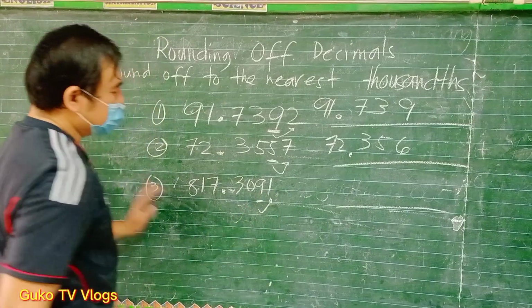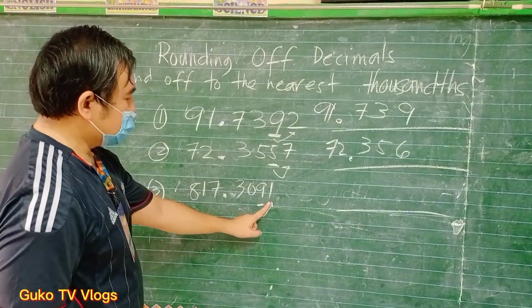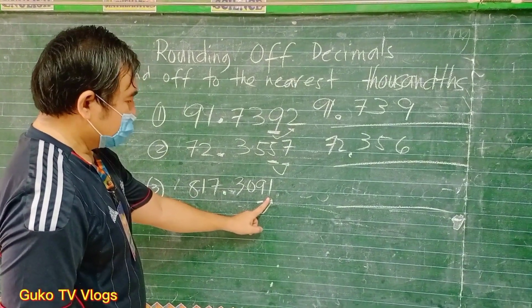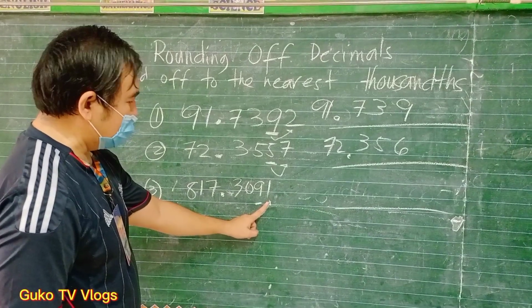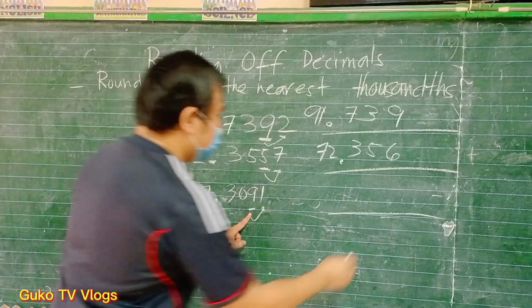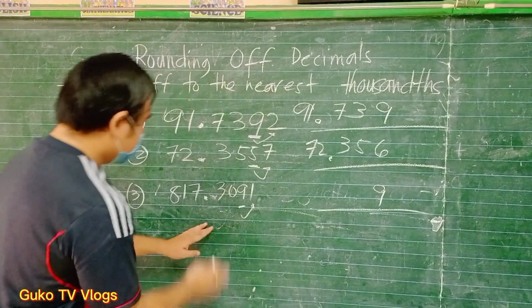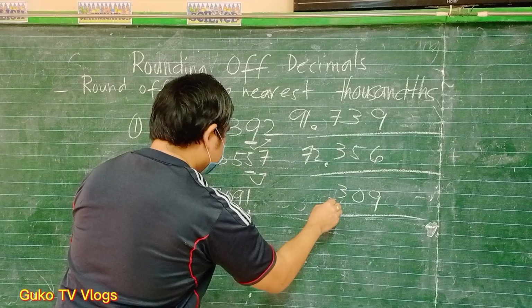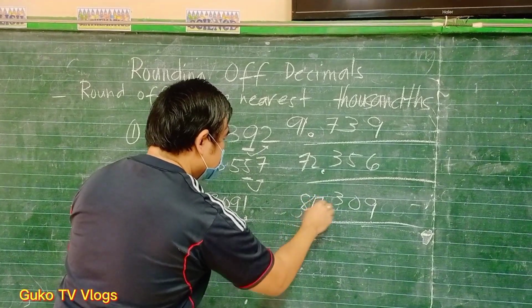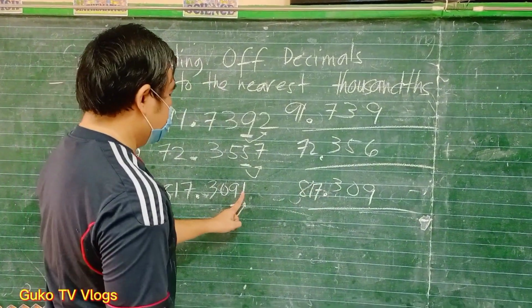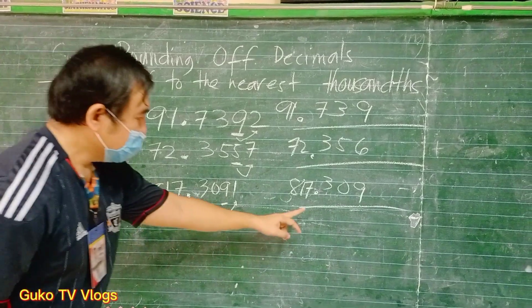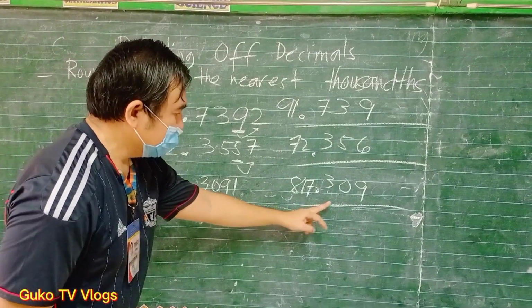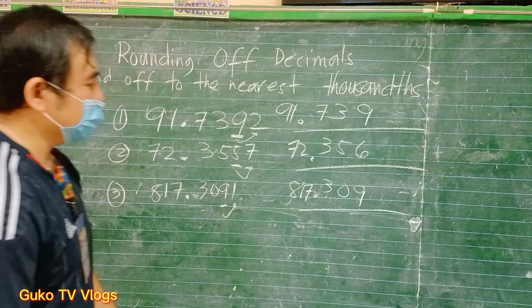So the number on the right is 1. So 1 is less than 5. So if it's less than 5, we will not add 1 here. So this will remain as 9. So again, copy everything on the left. So this will become 0. So the answer here is 817 and 309 thousandths.